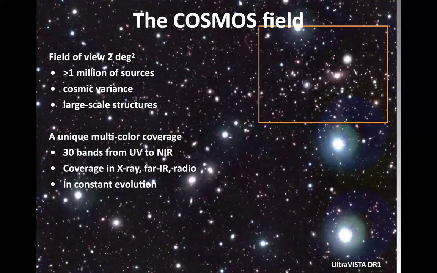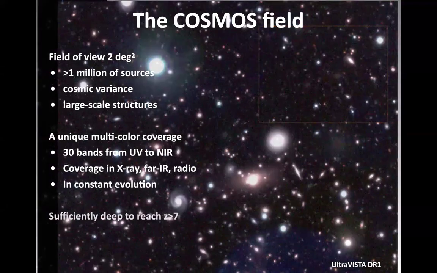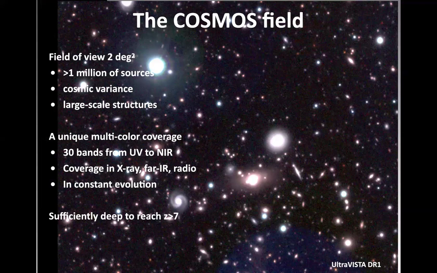So what is really unique, I think, also with this survey is that we have a multiwavelength coverage, which is really deep, but also with more than 30 bands from the UV to the near-infrared. So that's great to get the photo-z. We have a coverage going from X-ray to radio, which is great if you want to study AGN, for instance, or a lot of different things. And also, this survey is in constant evolution since 15 years. We always have new data coming. So this survey is completely changing with time. And also, it is sufficiently deep for this area to reach galaxies above redshift 7. So that's a good combination of sensitivity and size of the field.